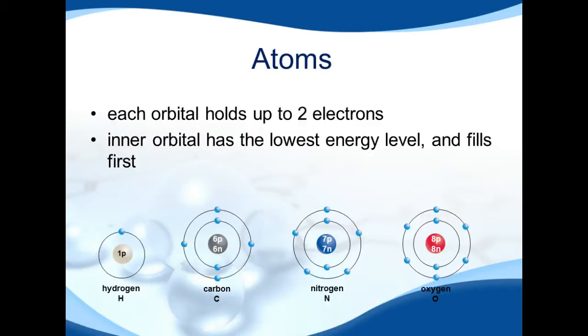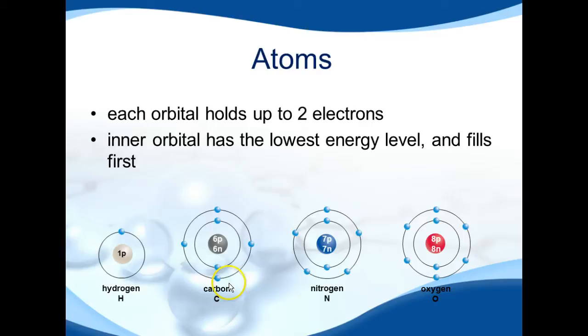Each orbital that surrounds the central nucleus can hold up to 2 electrons, and when electrons enter, the inner orbitals get filled first. Those inner orbitals have the lowest energy levels, and as we go to the outer orbitals, there's more energy in those orbitals. So what you can see here is the element hydrogen. It has 1 electron. That 1 electron fills the innermost orbital.